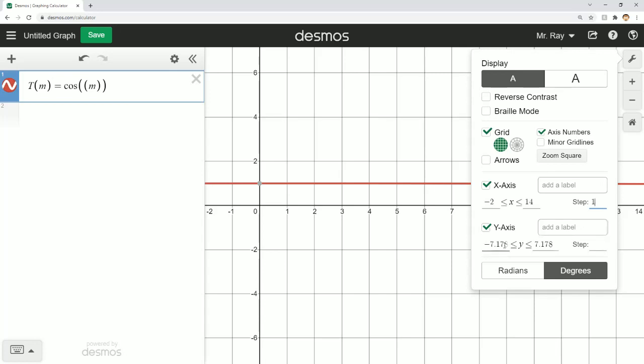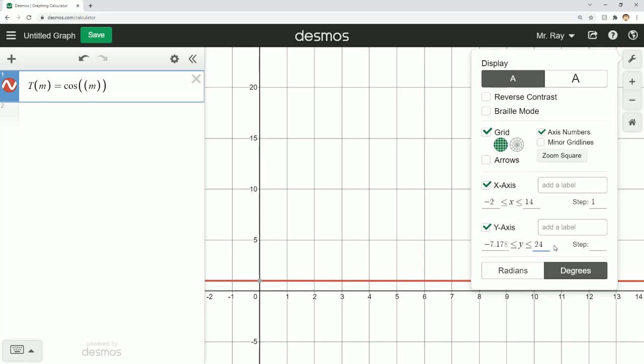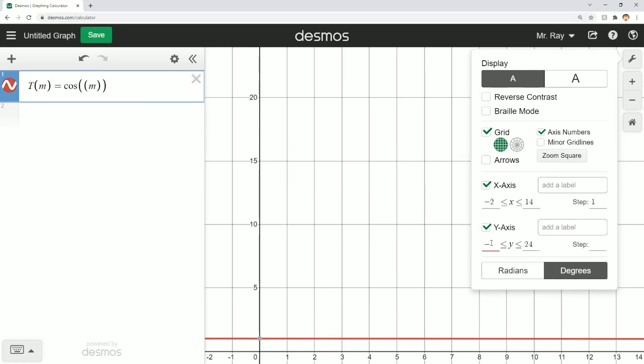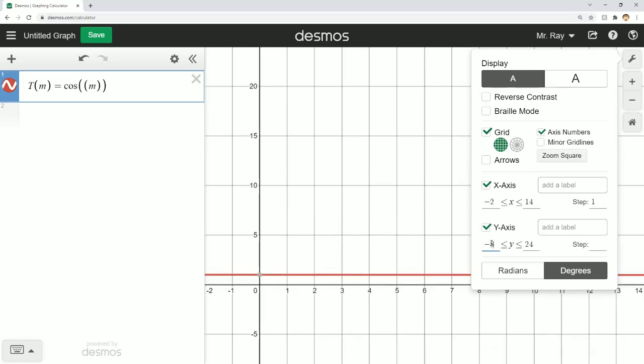And then for my y-axis, I should have at least the maximum and minimum temperatures on here. The maximum temperature is going to be 8.6 plus 13.1, so that would be 21.7. Just to be safe, I'm going to go up to about 24. And the minimum temperature is 8.6 minus 13.1, which is -4.5. I'm going to go down to, let's say, -10, just to be safe. Maybe -8's enough. Yeah, I think that'll work nicely.